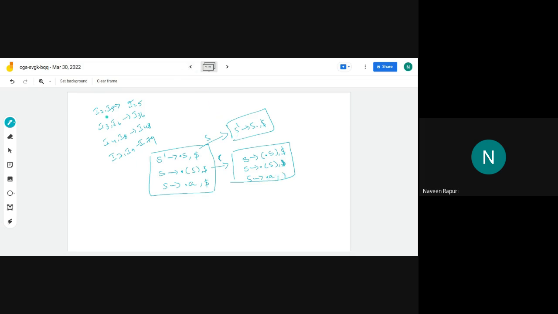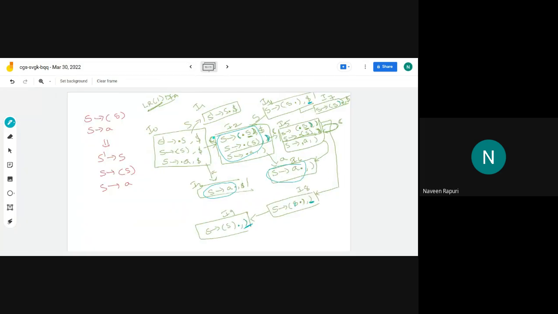Sir, once we check it, sir. I2, I5. So what are the look ahead symbols of I2? Dollar. What are the look ahead symbols of I2? Dollar, open parenthesis, sorry, closed parenthesis, closed parenthesis. In I5, closed parenthesis, closed parenthesis, closed parenthesis.